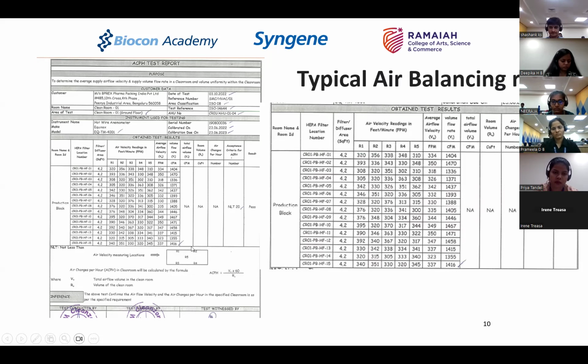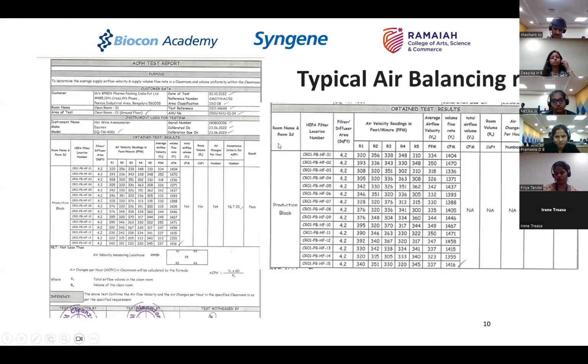If you see this diagram, can you see my cursor here? Yes, sir. This rectangular portion denotes our HEPA module. This is the place where they would have taken readings at the four corners and at the center. When they are taking these readings, there is one criterion: the delta between all these five readings should not be more than plus or minus 20%.